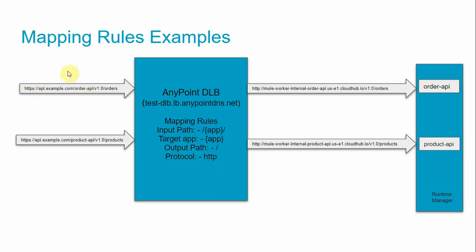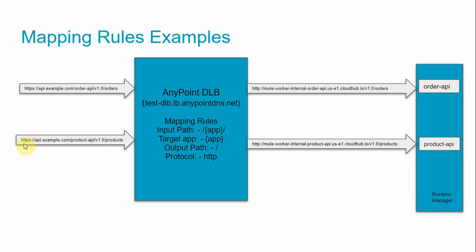So I got the request on HTTPS. Now it will transport the request on HTTP mule-worker-internal-{app}, that target app, that is the curly bracket app. So what is app? That is the order API here. So it will become order-api.us-east1.cloudhub.io slash the remaining URL, v1.0. So I have the API deployed with the name order API on CloudHub.